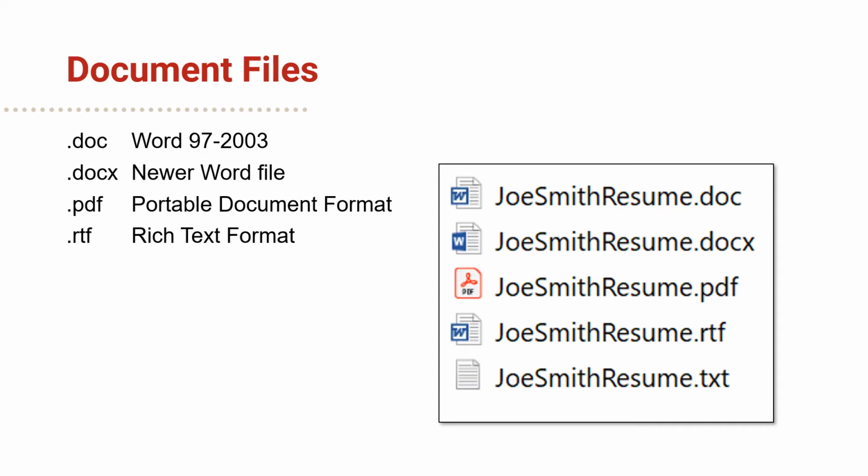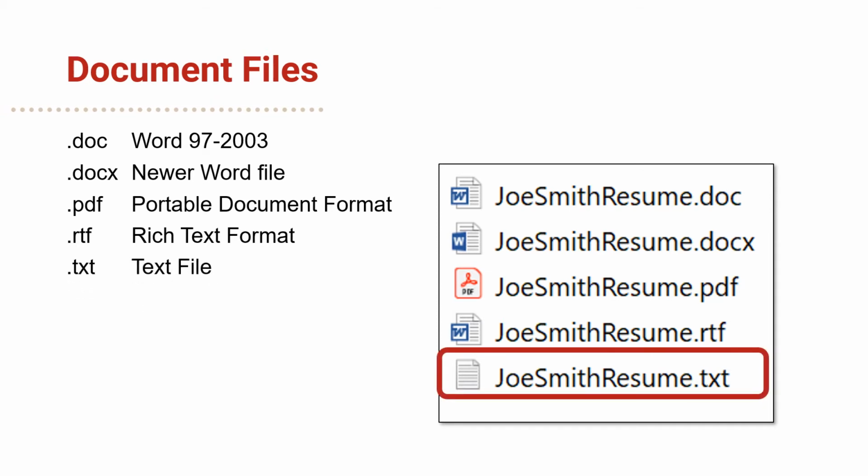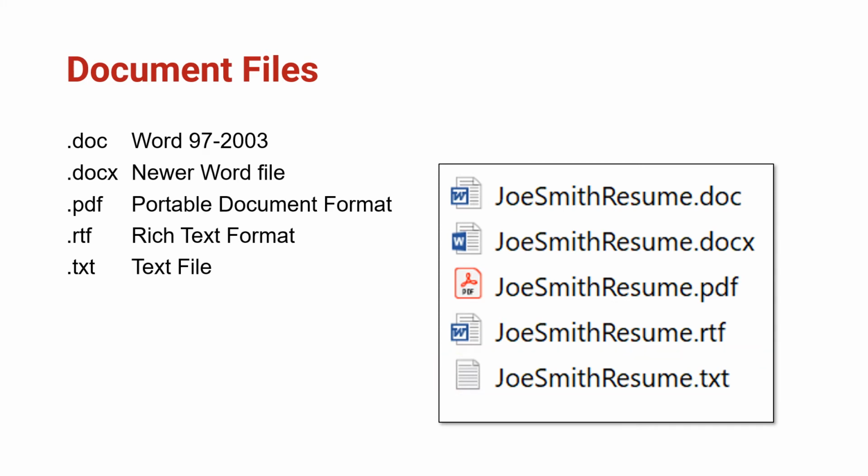Lastly is a .txt text-only file. There won't be any fancy formatting, colors, or images in these files. These files contain only plain text. Word can open text files, but so can the Notepad app on your computer or any word processing software. Note the icon for the text file looks like a plain sheet of paper with no special software icon next to it.